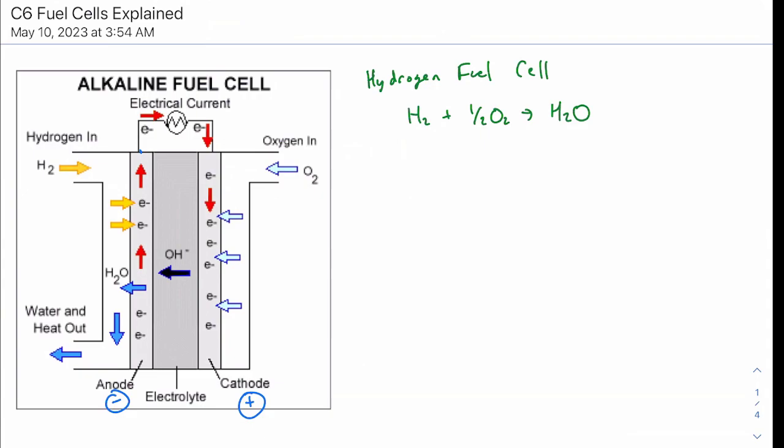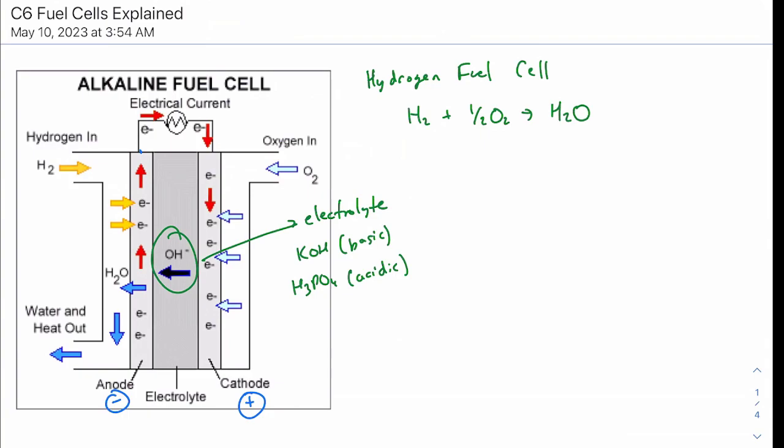Now, the big difference between these two fuel cells, alkaline and acidic, is the electrolyte. The electrolyte determines what type of reaction is going to happen. So when you have a potassium hydroxide electrolyte, it's going to undergo basic reactions. And if you use phosphoric acid, it'll be acidic half reactions.